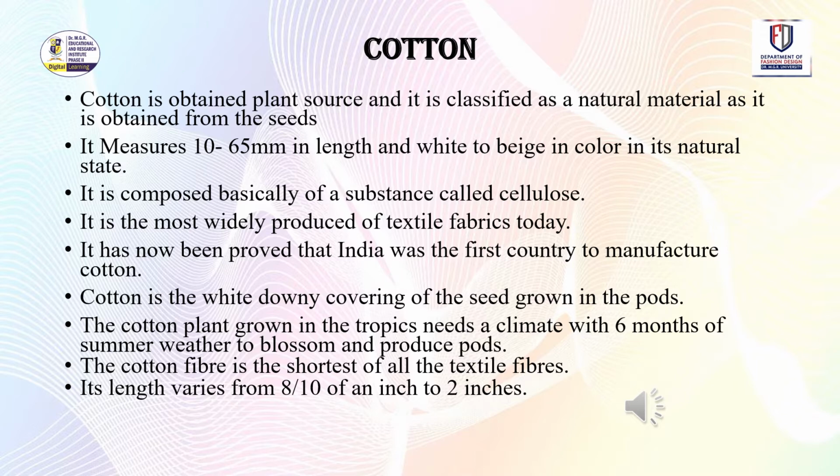It has now been proved that India was the first country to manufacture cotton. The cotton plants grown in the tropics need a climate with 6 months of summer weather to blossom and produce pods. The cotton fiber is the shortest of all the textile fibers.